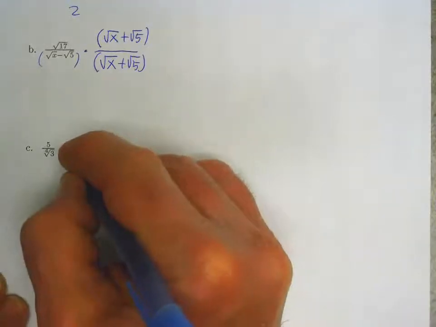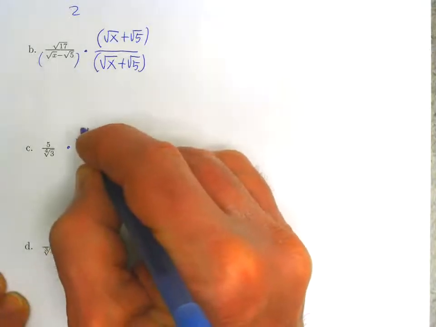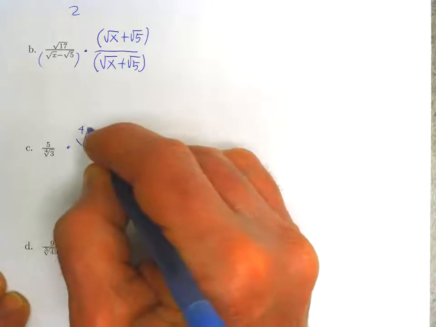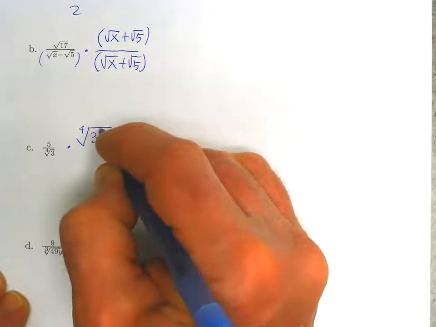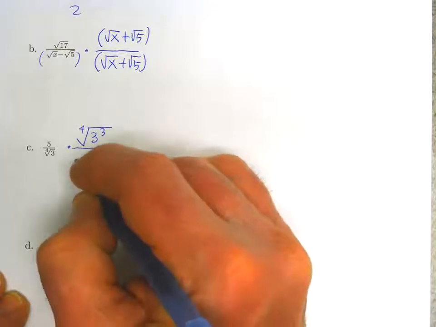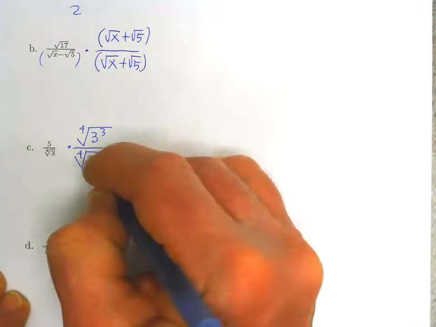So the form that one takes is the fourth root of 3 to the third divided by the fourth root of 3 to the third.